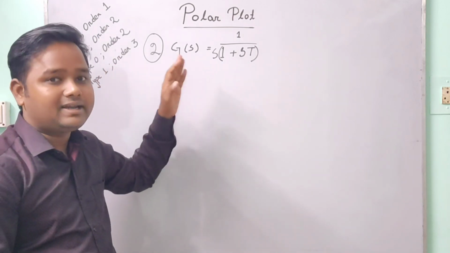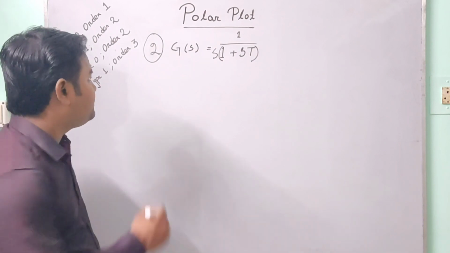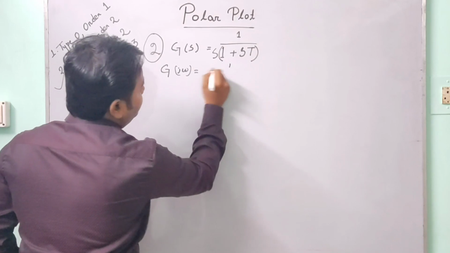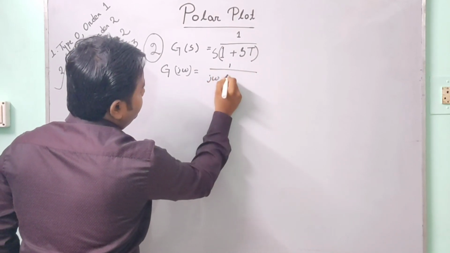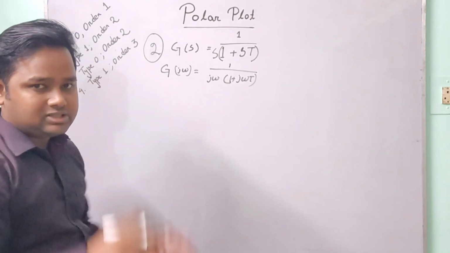That means it is a type 1 order 2 system. We have to do its polar plot. The first step is we have to put G of j omega, and its value will be 1 divided by j omega into (1 plus j omega T). And the next step is we have to find its magnitude.